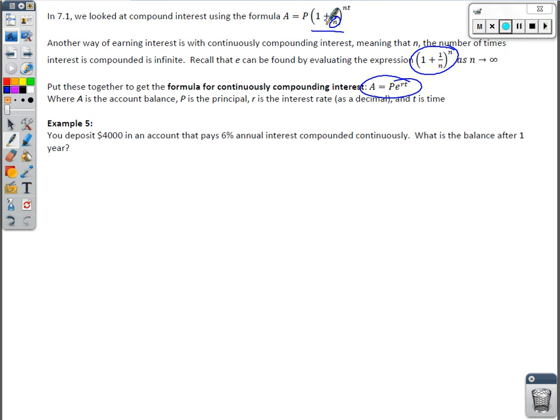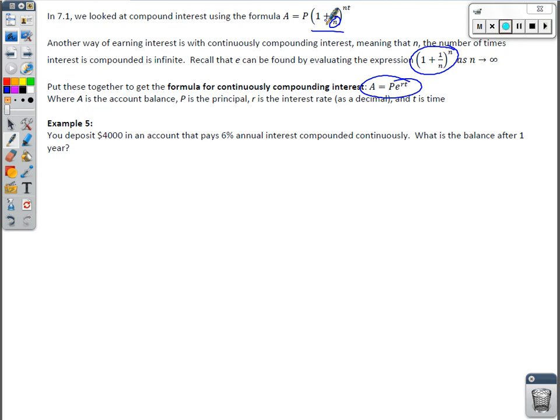So we get this formula P times e to the rt. This is often referred to as PERT, P-E-R-T. This is how we get continuously compounding interest. So A is the account balance, P is the principal. Again, principal is the amount that you put in initially. R is the rate, again expressed as a decimal, and T is the amount of time, typically in years.